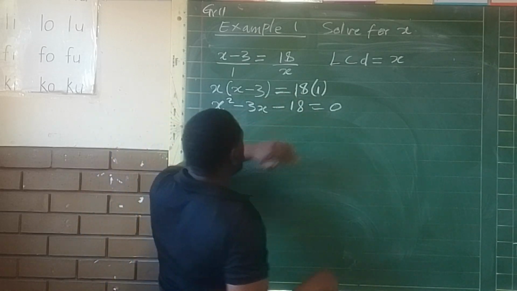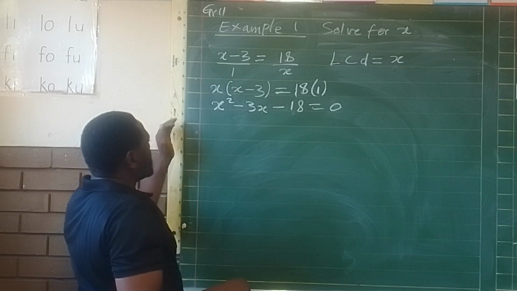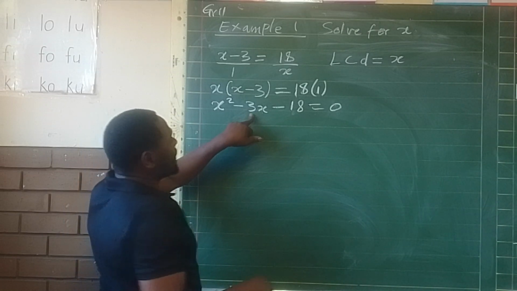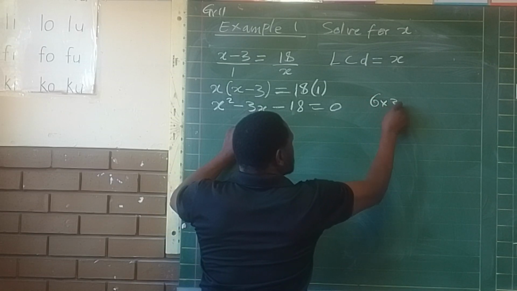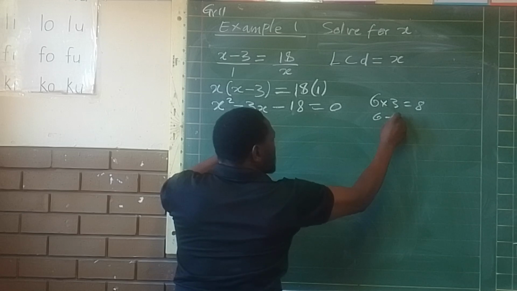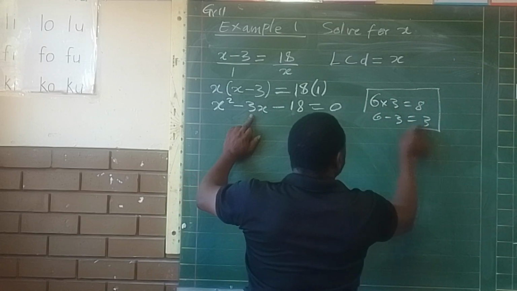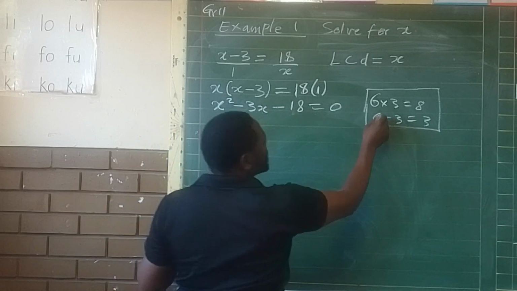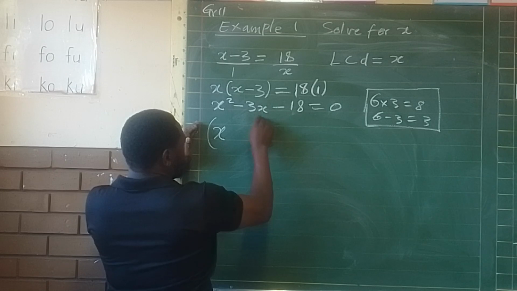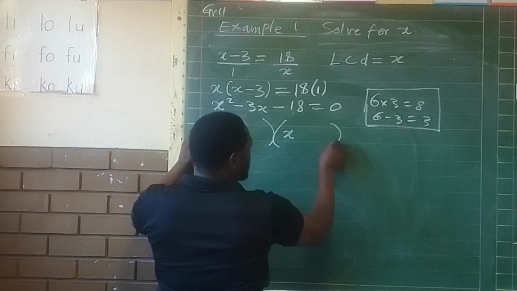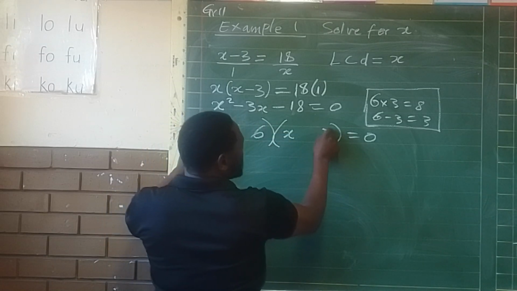Now we have to factorize here. The factors of 18 that are going to give us a 3: it's 6 times 3, it's 18. 6 minus 3 is 3. Then we have the factors that correlate with our equation. It's x, x equals to 0. We have a 6, we have a 3.